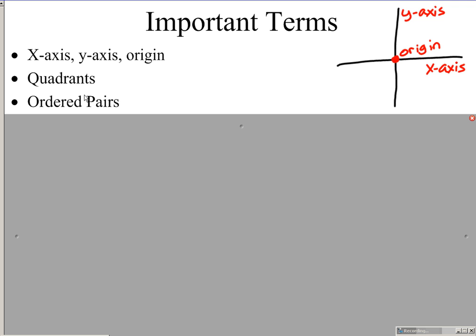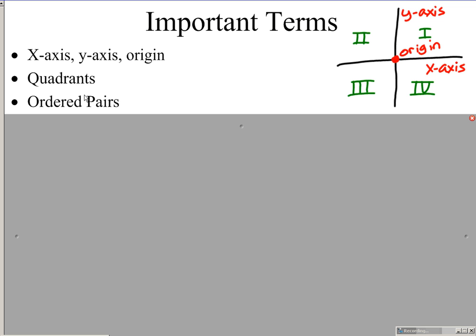When we name quadrants within the coordinate plane, we name quadrants with Roman numerals. Starting in the upper right is quadrant 1, and as we rotate counterclockwise, quadrants 2, 3, and 4.